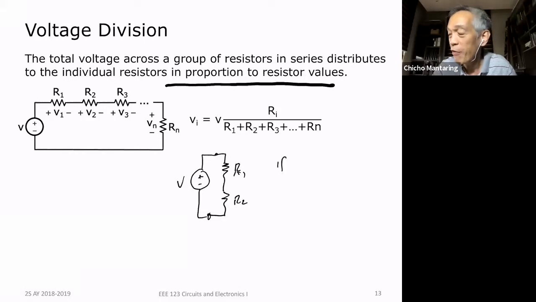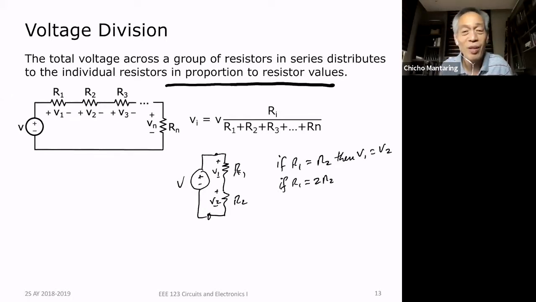So if, let's say, R1 is equal to R2, what is the relationship between V1 and V2? Let's say this is V1 and this is V2. They will be equal, that's right. Then V1 is equal to V2. What if R1 is equal to twice R2? What is the relationship between V1 and V2? If R1 is twice R2, V1 will also be equal to twice V2, because it distributes in proportion to resistance value, no? So kung R1 is twice the value of R2, then V1 will be twice the value of V2.